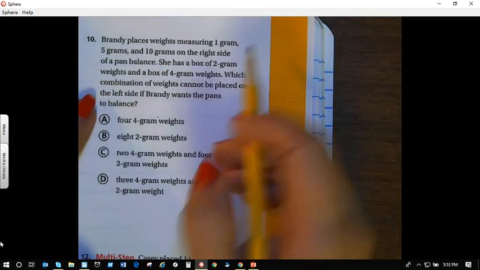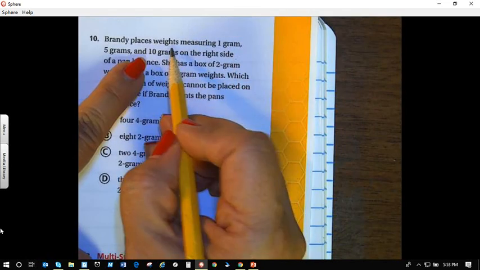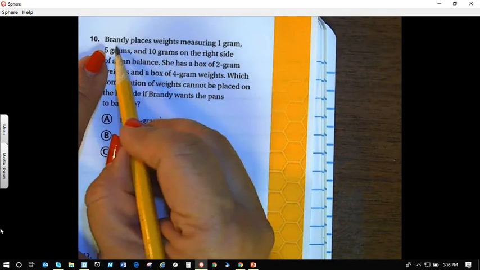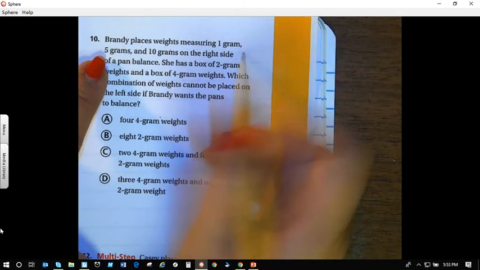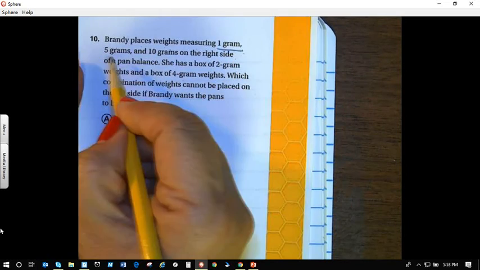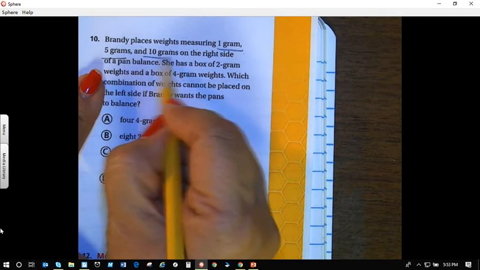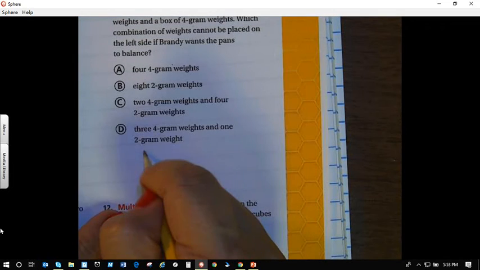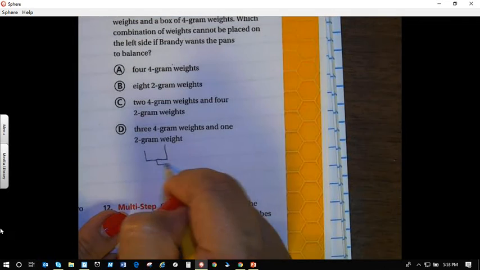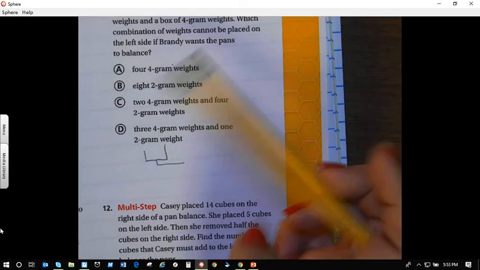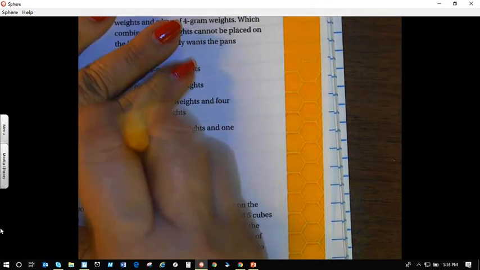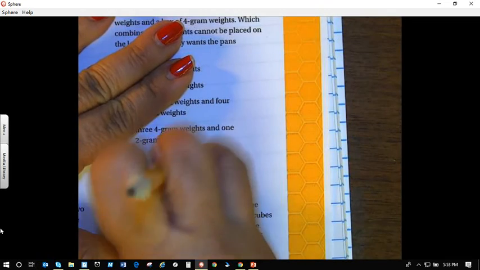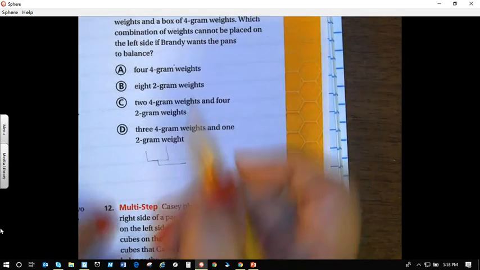Let me underline my first information. So Brandy places weights measuring 1 gram. So she has 1 gram, 5 gram, and 10 grams on the right side. So in this little space, I'm just going to kind of build a little scale. Actually, I can do my equation. If you need to draw the drawings, I'll draw the drawings. But let's do the equation.